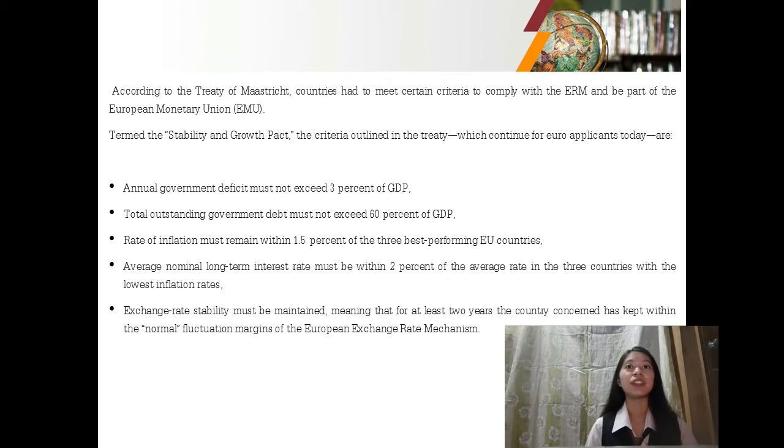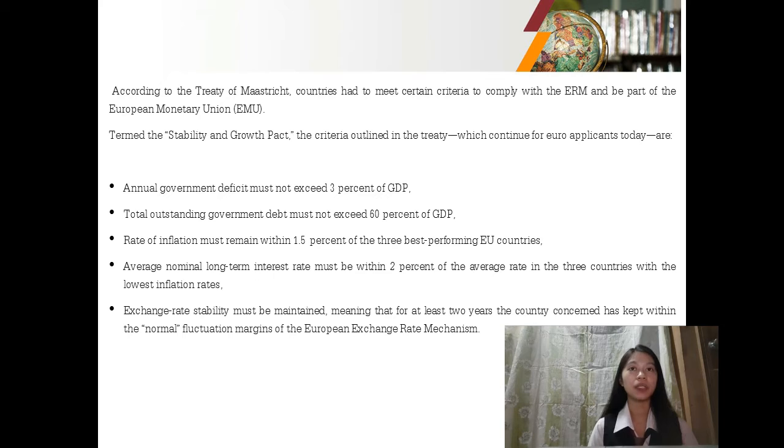Termed the Stability and Growth Pact, the criteria outlined in the treaty, which continue for euro applicants today, are: annual government deficit must not exceed 3% of GDP. Total outstanding government debt must not exceed 60% of GDP. Which means in order to adopt the euro, the EU countries have to bring their legislation in line with relevant EU law and meet a specific condition designed to ensure economic convergence.